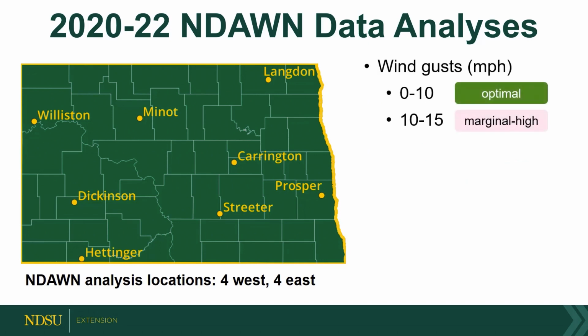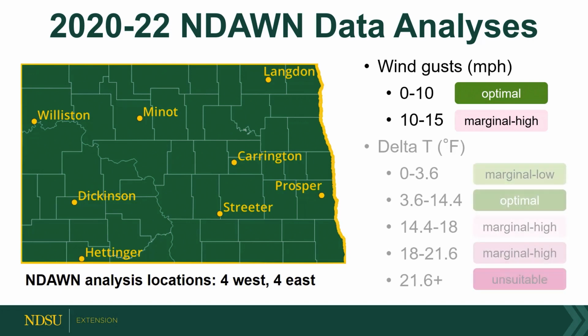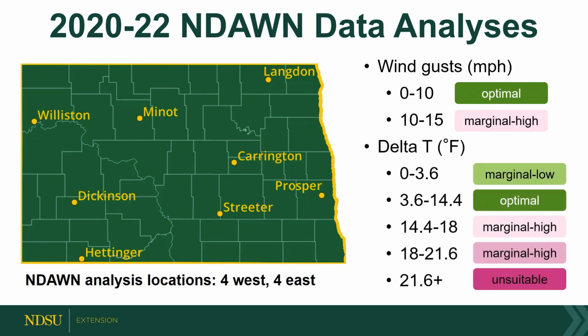In the diagrams that follow, if they're showing a color scheme for wind, 0 to 10 was considered optimal, and if the wind is gusting from 10 to 15 miles an hour, that was considered marginal high wind conditions. For delta T, optimal is in the darker shade of green, marginal low conditions in the lighter shade of green, marginal high conditions in 2 different shades of pink, whether it's the 14.4 to 18 or 18 to 21.6, and finally unsuitable conditions in the darker shade of pink.